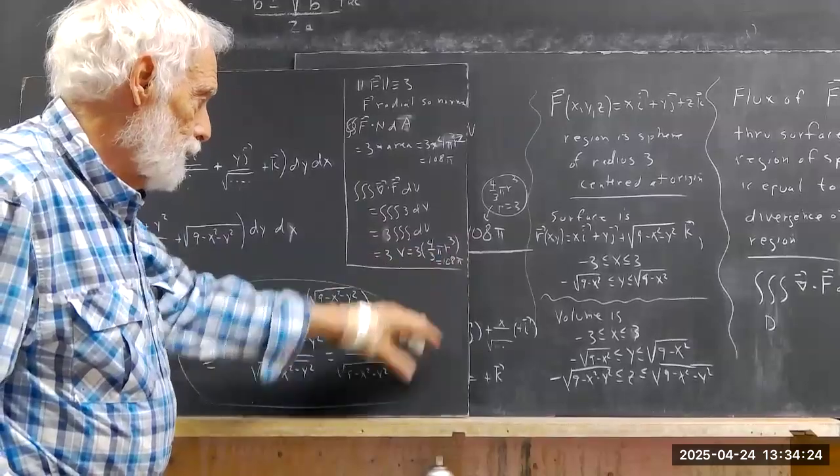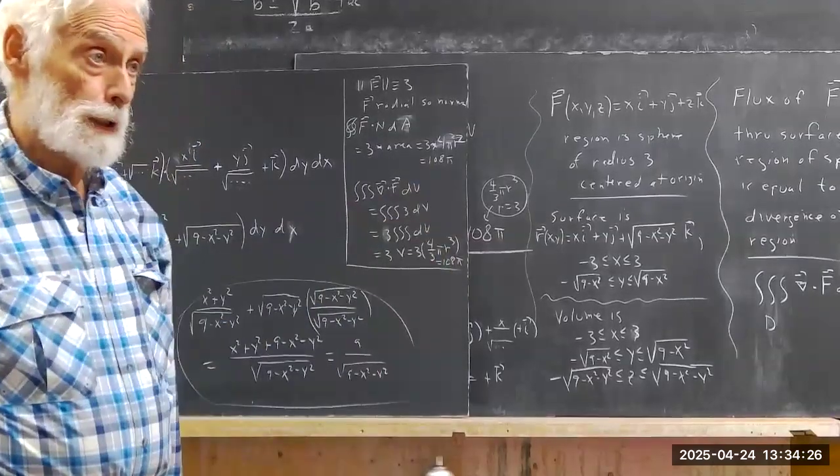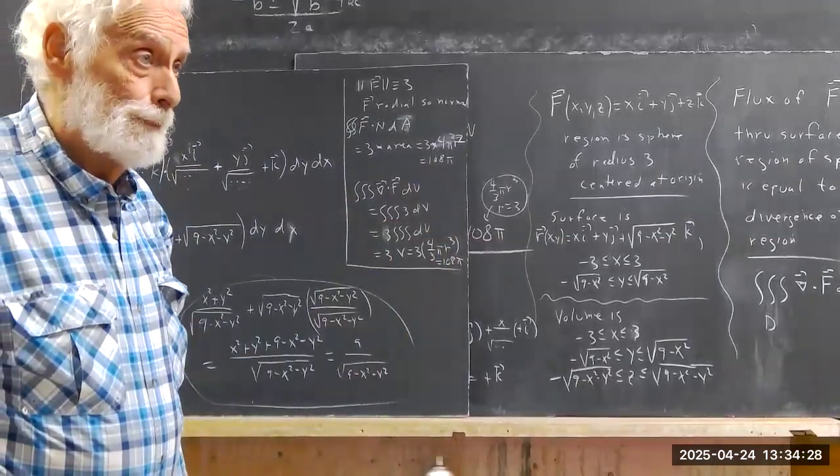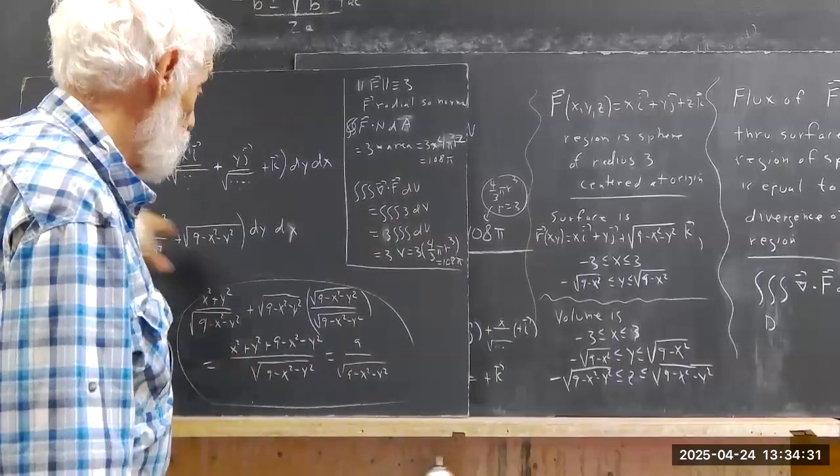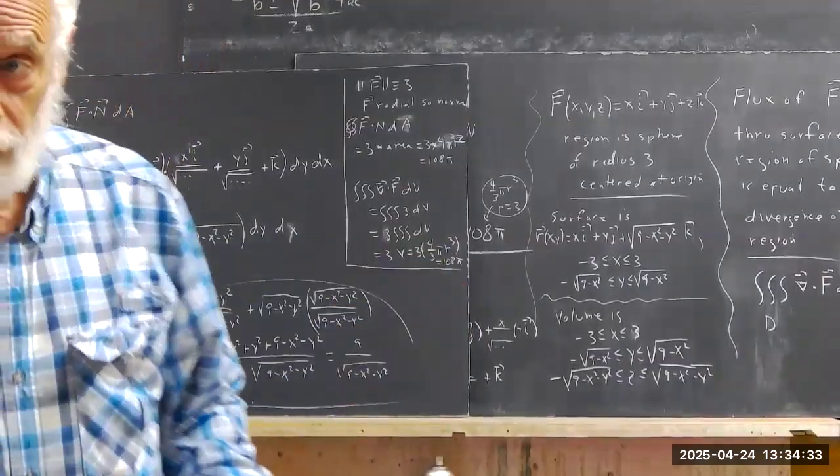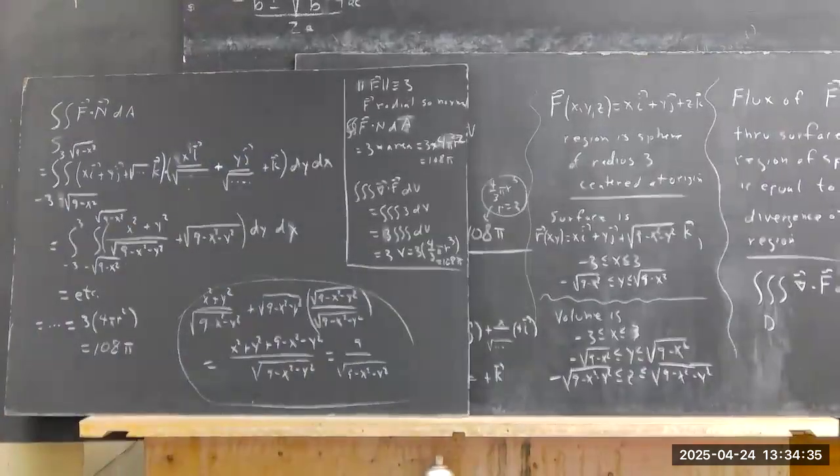Is just constant. You end up again with 108 pi into 2 degrees. And if you do this integral and work it out, you're going to end up with the same thing. Got a question?